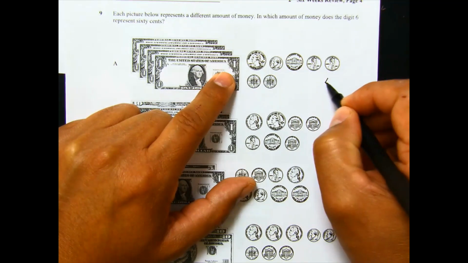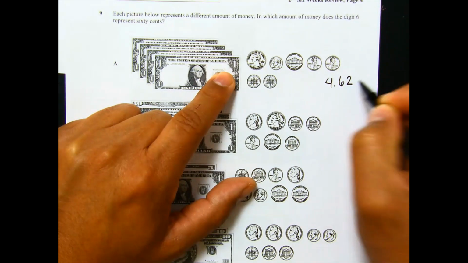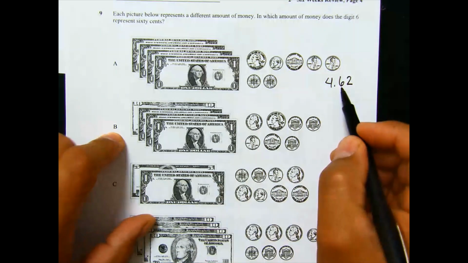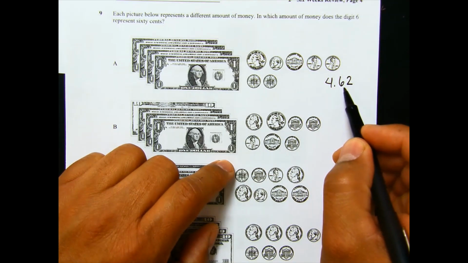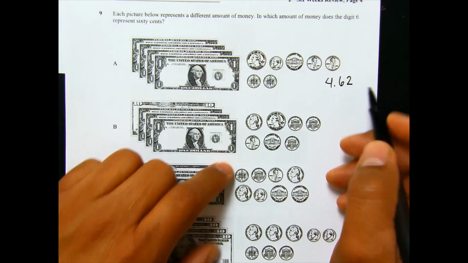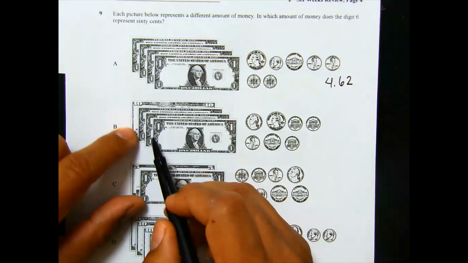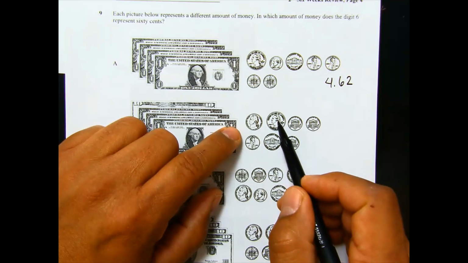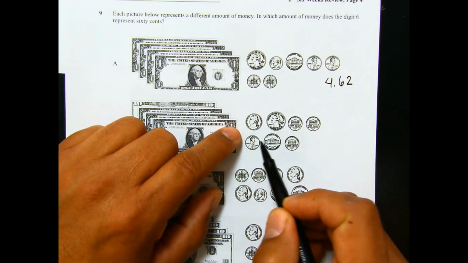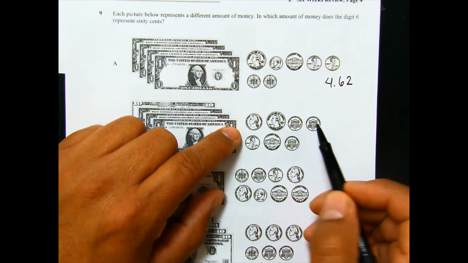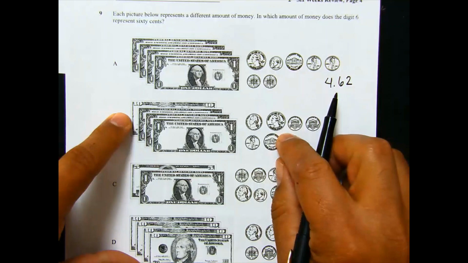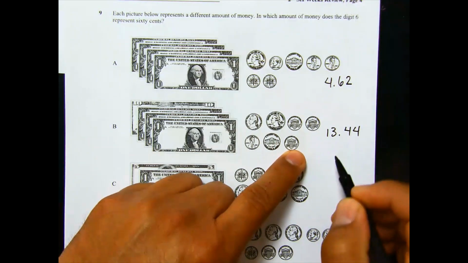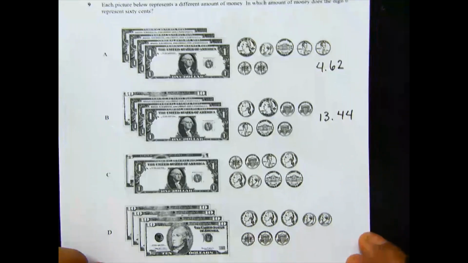So this is $4.62. So we count this one. The 6 is in the tens place. We want the 6 in the hundredths place. So it's 10, 11, 12, $13. So it's 25, 30, 40, 41, 42, 43, 44. So it's 44 cents. So I have $13.44. It does not have a 6 anywhere.